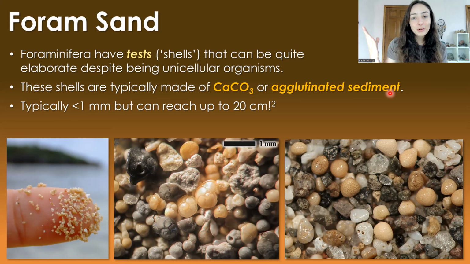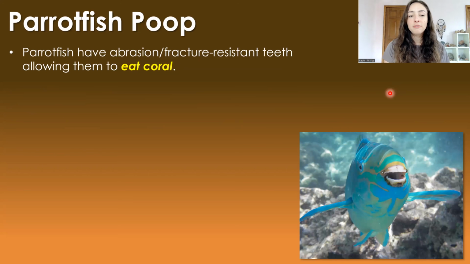I mean, there's one cell. The cell doesn't reach that size, but the test does. The shell around the cell reaches that size, which is pretty crazy. Obviously, at that point, it's no longer sand, but in the region of less than 1 millimeter to 2 millimeters, it is sand. And moving to the third and final type of carbonate sand on carbonate beaches, you have parrotfish poop or coral sand.